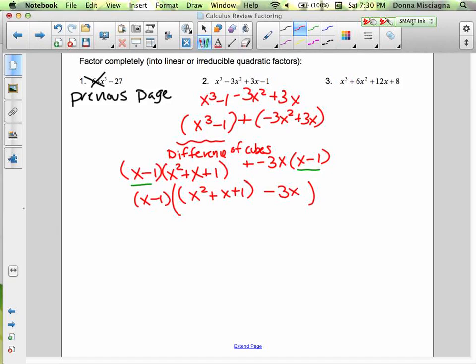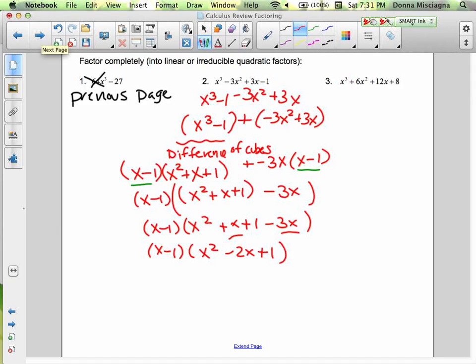We factored an x minus 1 out of x minus 1 times x squared plus x plus 1. We factored an x minus 1 out of negative 3 times x minus 1. And so we're left with x minus 1 times the other two factors. Now we can combine like terms. So now this is x minus 1 times x squared plus x plus 1 minus 3x. Let's combine those two like terms. So we have x minus 1 times x squared minus 2x plus 1.